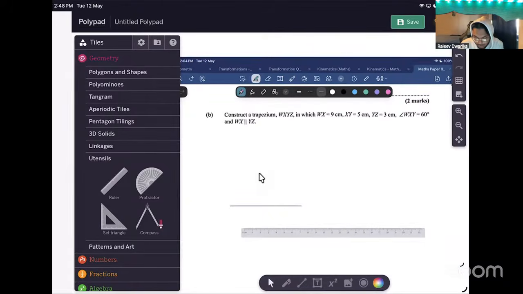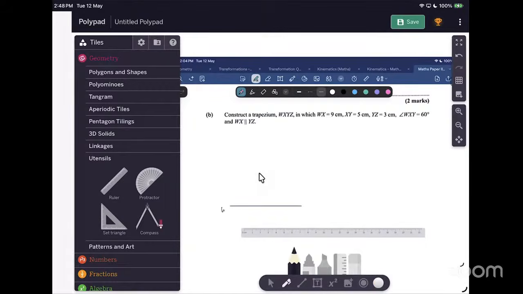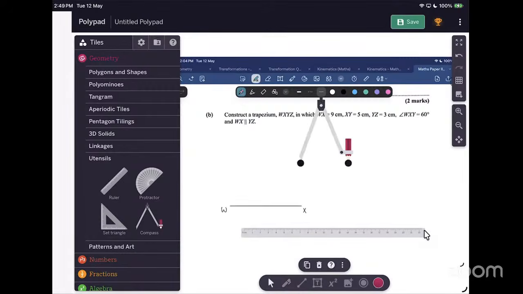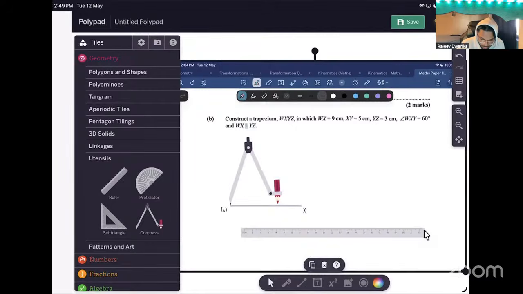Right, this is W. This is X. Now at W we have to create a what angle? A 60 degrees angle, right? 60. So to create a 60, I'm going to put this here. I could really open.